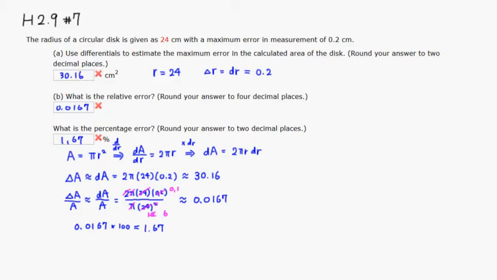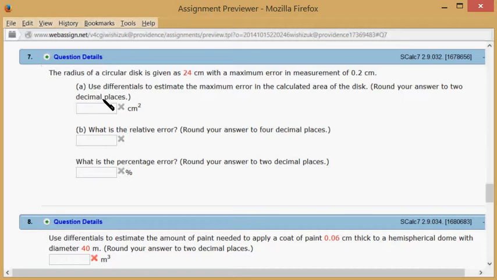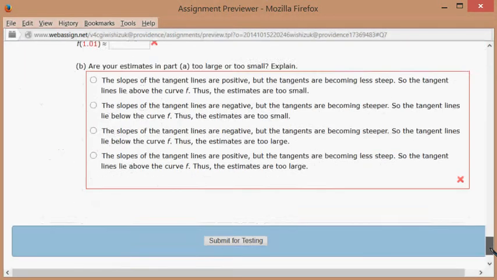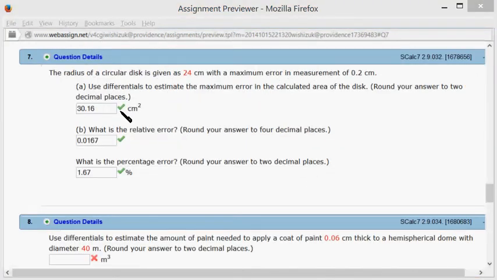So let's type it in. This was 30.16, and this was 0.0167, and this is 1.67. Let's submit for testing. It came back and looks like we got all 3 of these correctly.